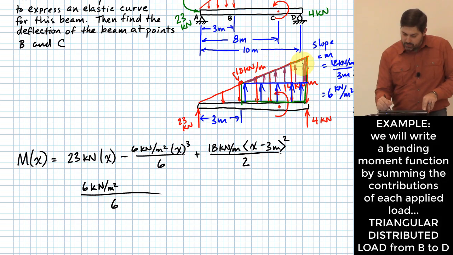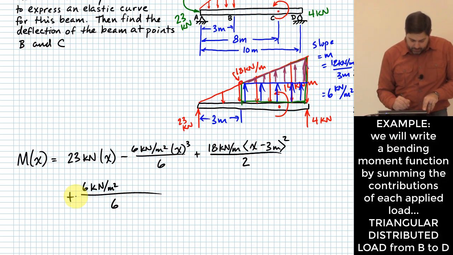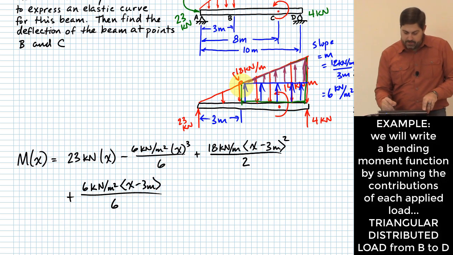Okay, notice this one, those arrows are pointing up, which matches what it is in the table, right? And that tells me this should actually be plus. And then what about my brackets inside of the brackets here? Right, x minus 3 meters, because that's actually where this distributed load starts, right? That's where that one would start at 0.